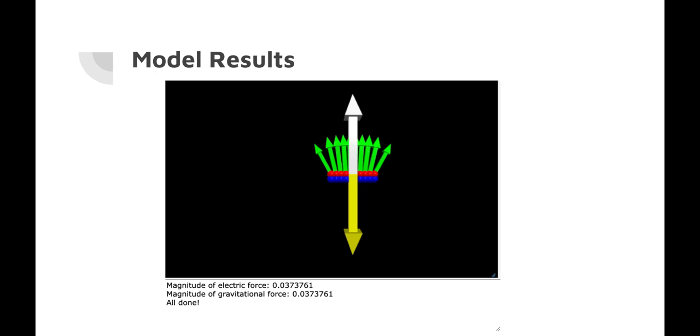As you can see, the top tape is modeled as the red line, and the bottom tape is modeled as the blue line. The electric field is shown in green here with all these green arrows. The force of the electric field is this white arrow, and the force of gravity is this yellow arrow. The magnitude of the electric force was found to be 0.0373761, and the magnitude of the gravitational force was found to be the exact same, showing that the charged tapes were in equilibrium when they were moved near each other, and they were not moving at all.